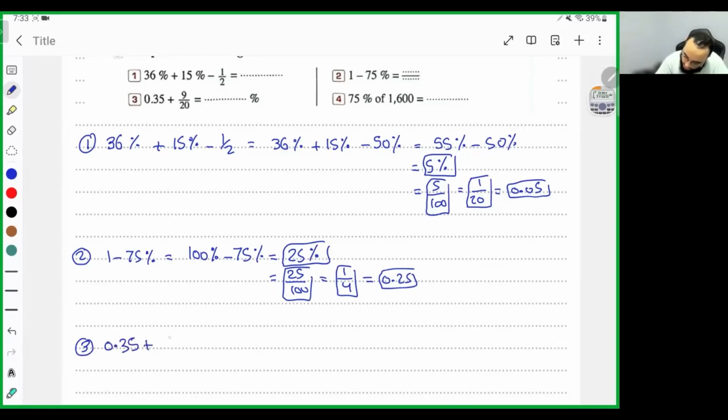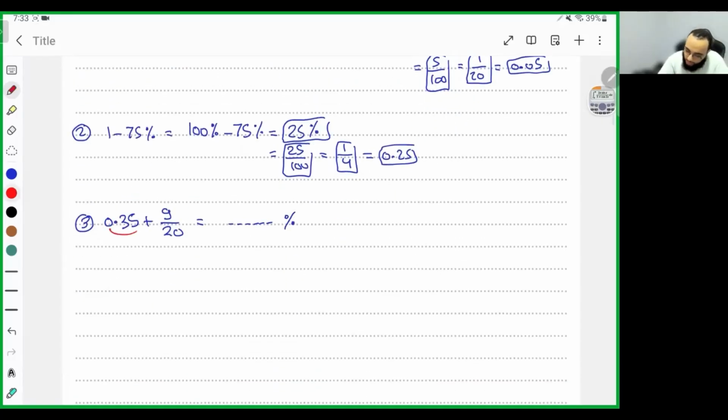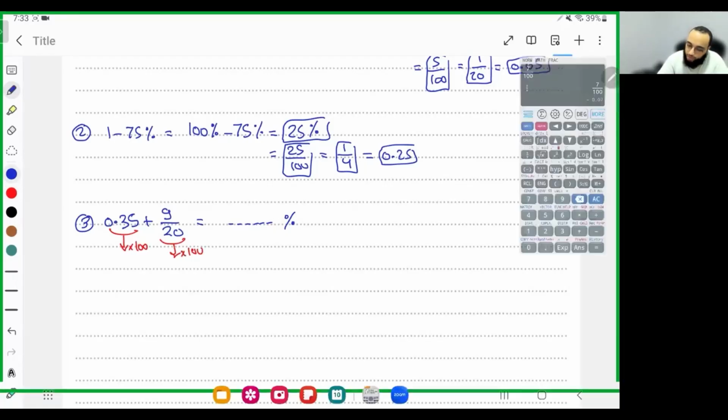0.35 plus 9 over 20. He needs the answer in the percentage form. Then you have to convert this one into percentage and this one into percentage, by multiplying here by 100 and multiplying here by 100.